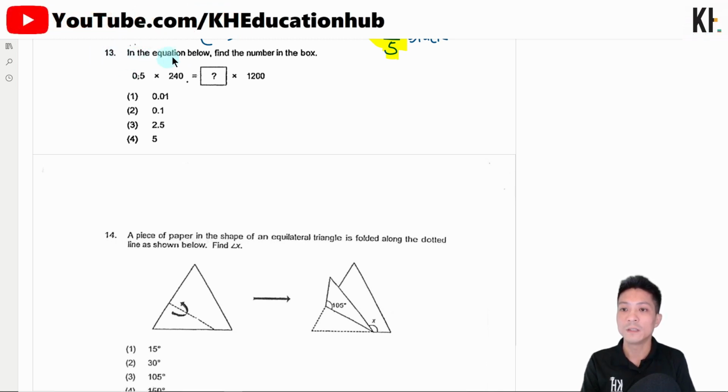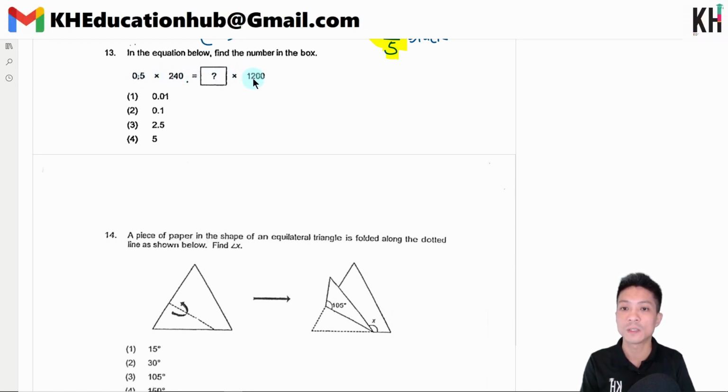Okay, question 13. In the equation below, find the number in the box. 0.5 times 240 is equal to something times 1200. Okay, let's work this out.